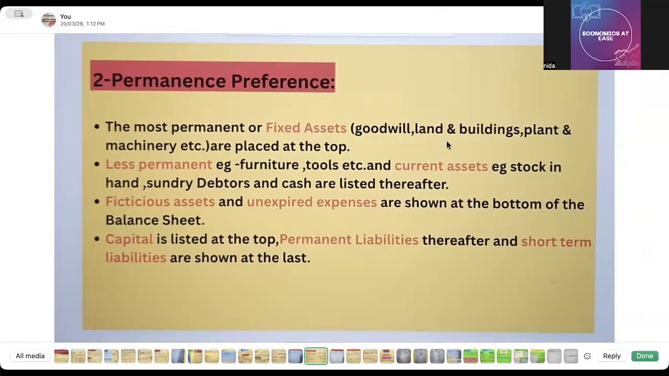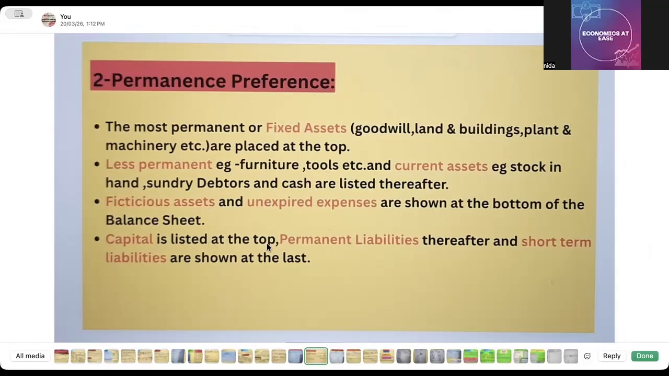the fixed asset, that is goodwill, land, building, plant and machinery, etc., placed at the top. Then less permanent, that means current assets, okay? Less permanent agar bola jayega, it means you have to write down the examples of current assets, right? Stock, sundry debtors, stock in hand or cash. Then fictitious assets and unexpired expenses are shown at the bottom of the balance sheet.